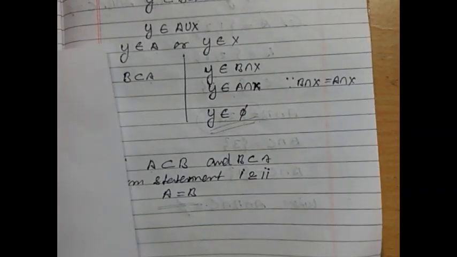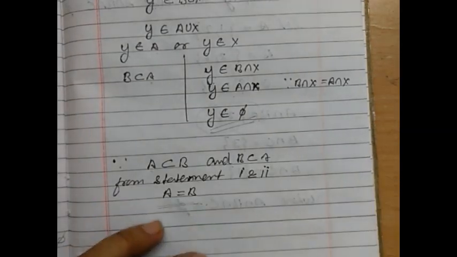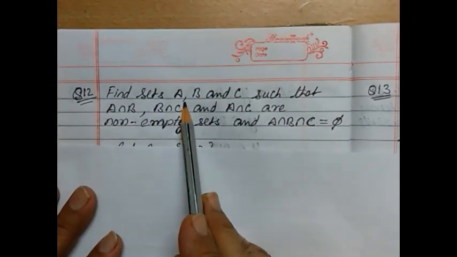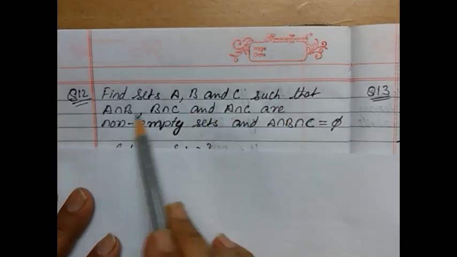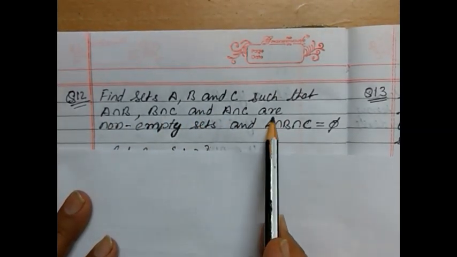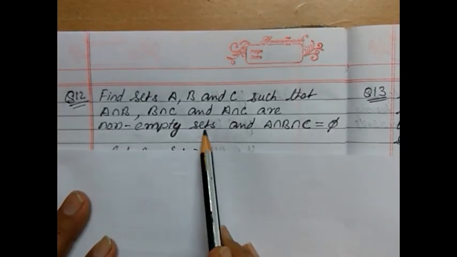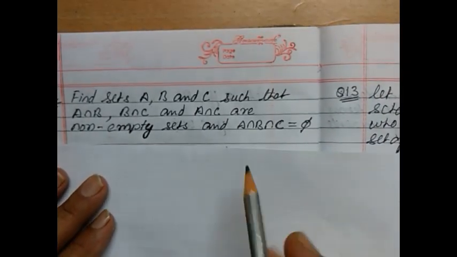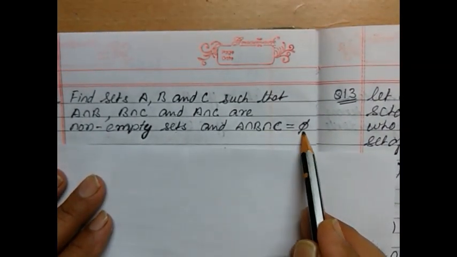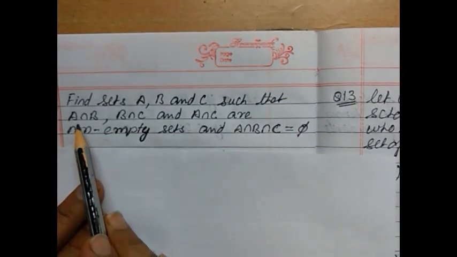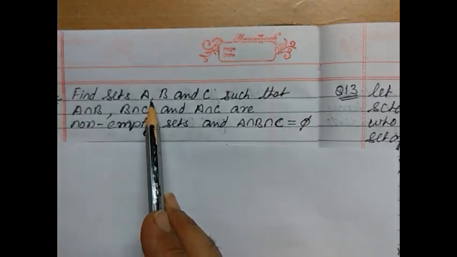Okay, now we move to another question, question number 12. Question number 12 is very easy. It says you need to find sets A, B and C such that A intersection B, B intersection C and A intersection C are non-empty sets, and there is another condition that A intersection B intersection C will be the empty set. So here you need to find out the sets A, B and C.